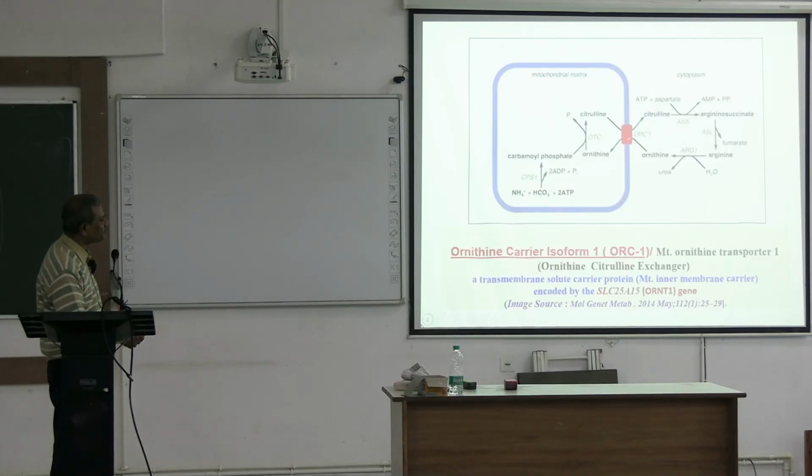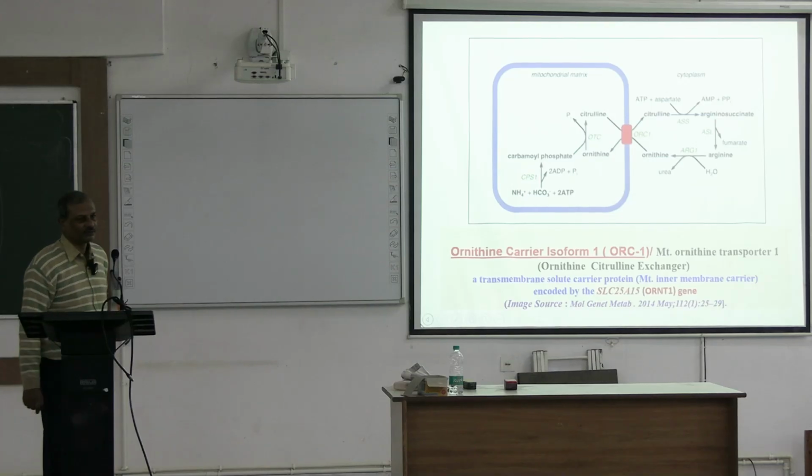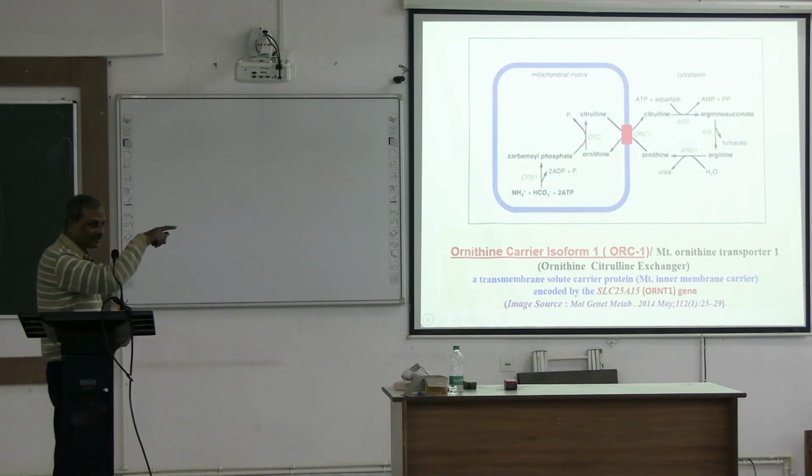So, there is basically a transporter in the mitochondrial membrane, an exchanger between citrulline and ornithine. One molecule of ornithine goes in and one molecule of citrulline goes out of the mitochondrial membrane. That is why ornithine is inside and citrulline is outside. Without that transporter, the cycle will not operate.